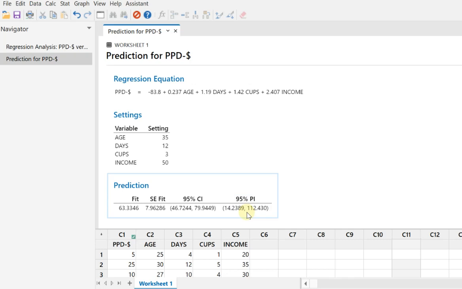This person is not the average person. It's just a person. And it is true that the prediction interval is always going to be wider than the confidence interval, because it picks up the variability of the means plus the variability of the individual in there. Okay, and there you go.